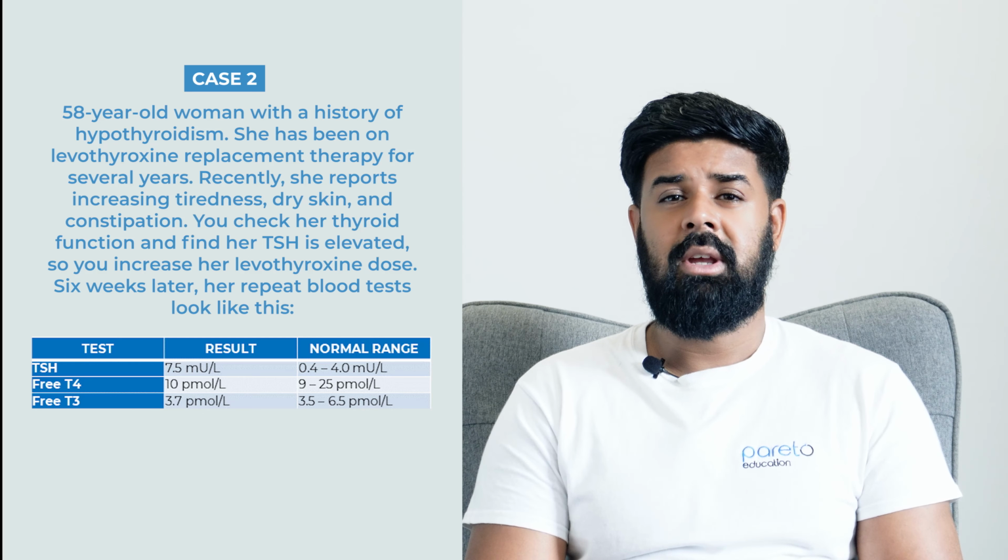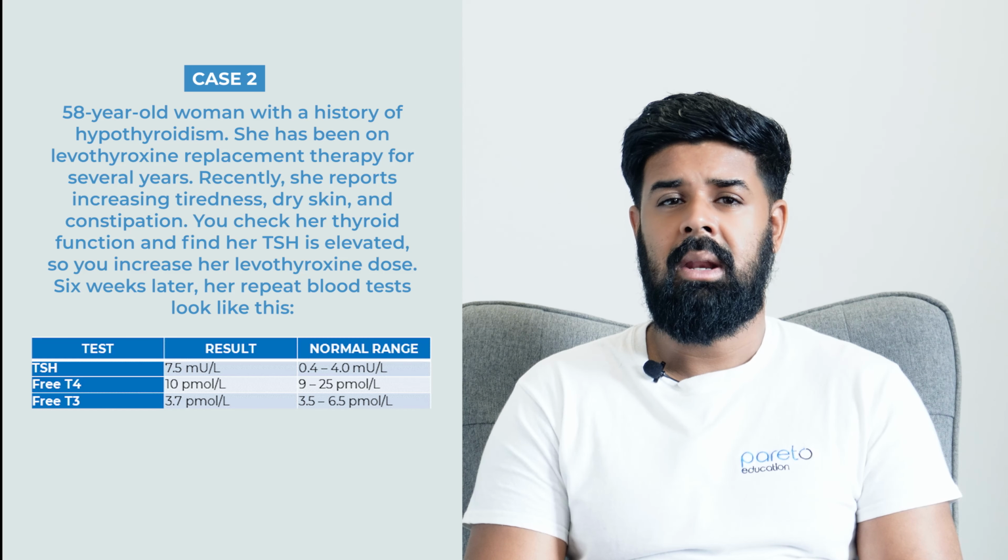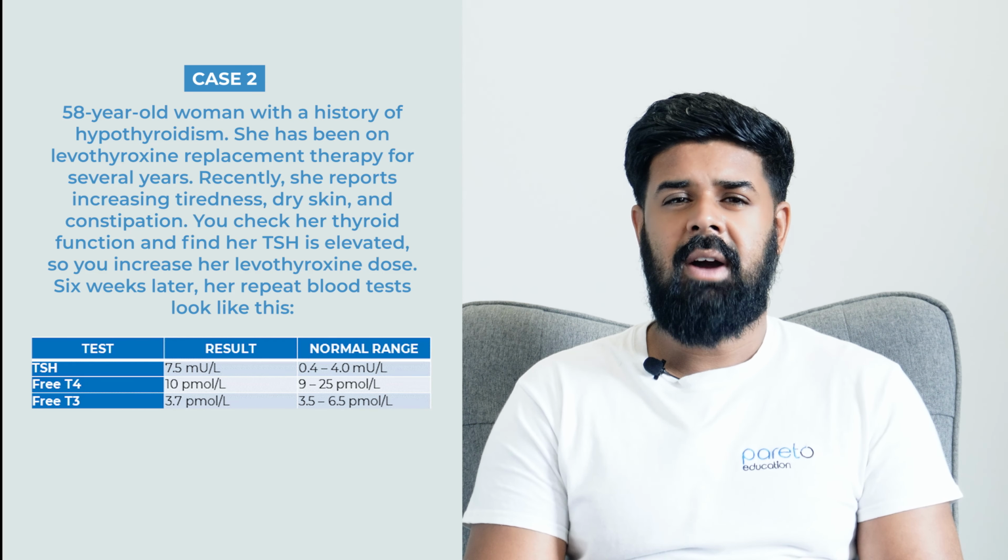So despite the dose increase, her TSH is still above the normal range and her free T4 is at the very bottom of the range. This suggests she remains in a hypothyroid state. In other words, her replacement therapy is still insufficient. At this point, it might be tempting to simply increase the dose again, but we need to consider why the therapy is not working. One key factor is absorption of levothyroxine.